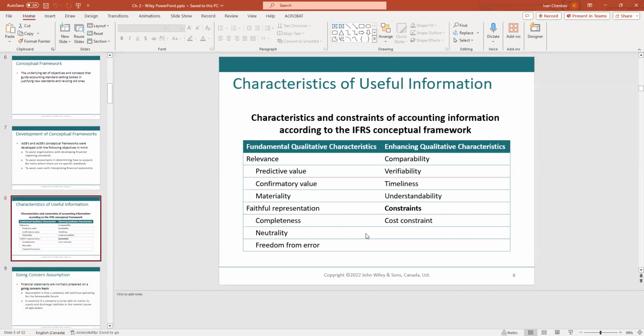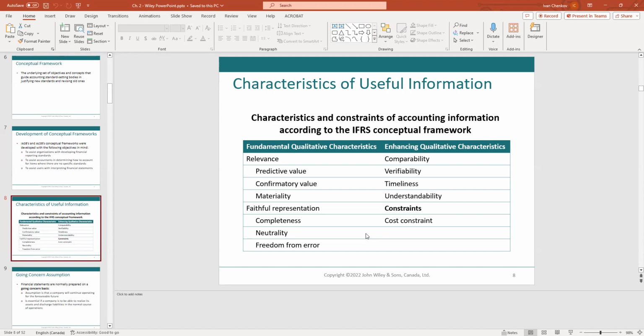For that reason, every standard, every conceptual framework, every foundation has characteristics. For accounting purposes, we have fundamental characteristics and enhancing characteristics. Fundamental characteristics sit on relevance and faithful presentation. Enhancing characteristics are comparability, verifiability, timeliness, understandability, and constraints.